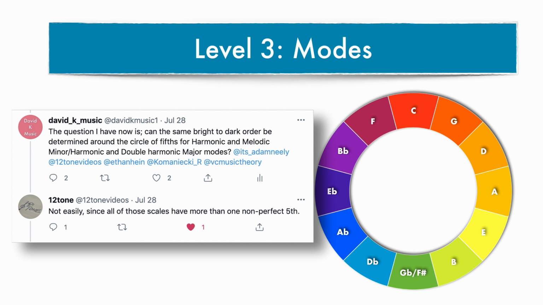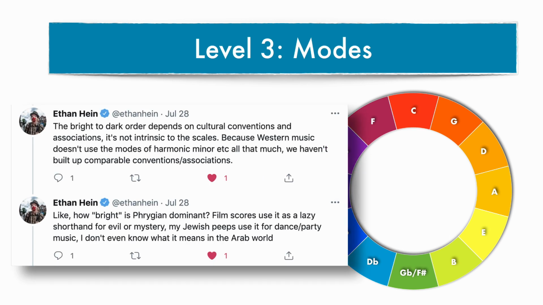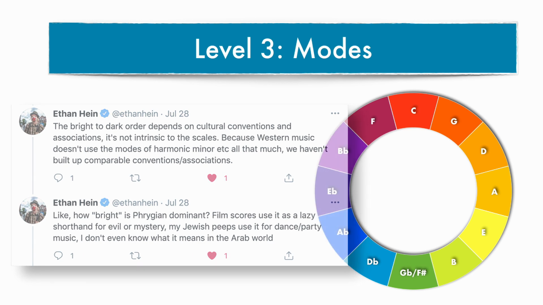And also on Twitter, Ethan Hine, who writes really amazing blog posts about music theory, and in particular blues tonality, responded with this, which got me thinking that the modes and their darkness and brightness has got a lot to do with the subjectivity and the person's own context and culture. With that said, I did persevere and did the exact same thing for melodic minor, harmonic major and double harmonic major. And here are the results.